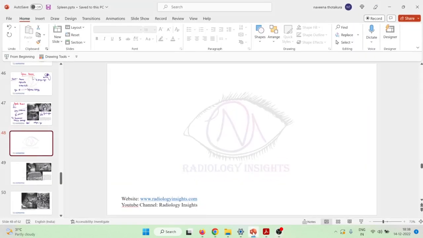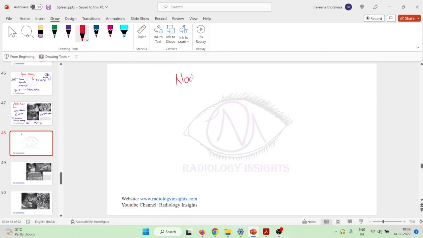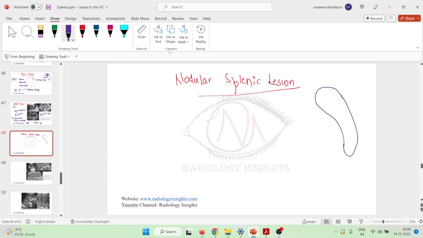Hello friends, let us now learn some important points about splenic lesions. Let us now learn about the nodular splenic lesions. In the spleen, if there are lesions which appear to be nodule-like, then we call it nodular splenic lesions.